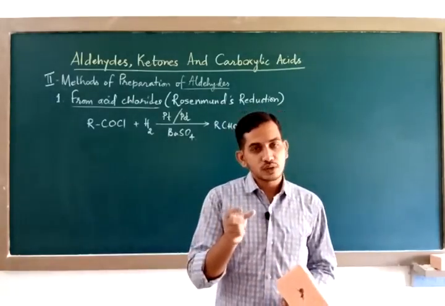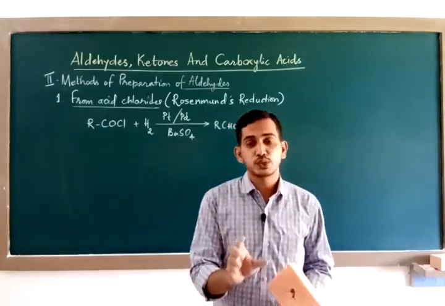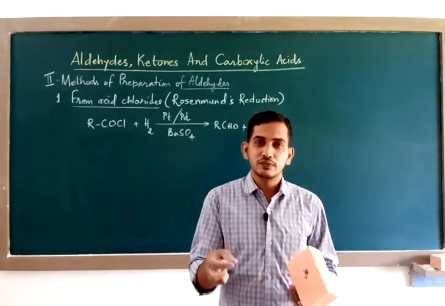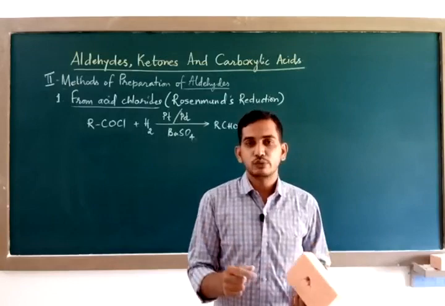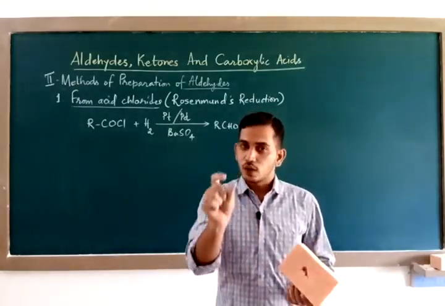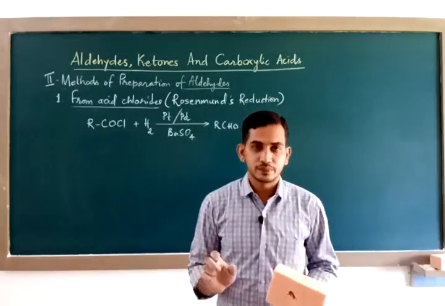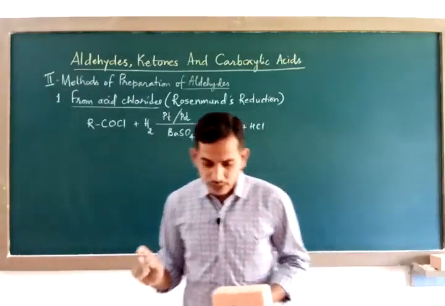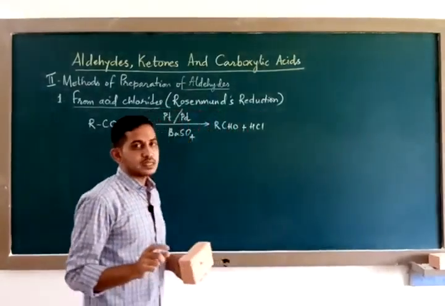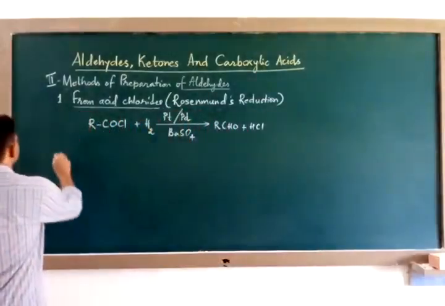You are to name the reaction, or else if they give you the name of the reaction, you have to remember what reactant, what reagent and what product is obtained. Understood? So this is one important reaction. It is Rosenmund's reduction.